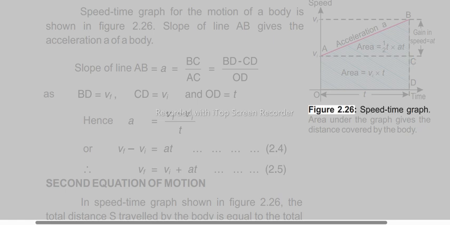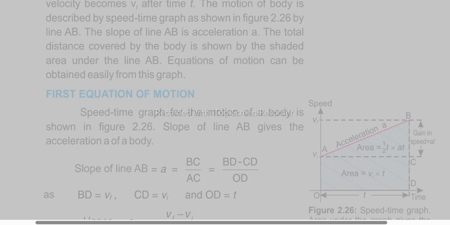Figure 2.26, speed-time graph. The area under the graph gives the distance covered by the body. Velocity becomes v after time t. The motion of the body is described by the speed-time graph as shown in figure 2.26 by line AB. The slope of line AB is acceleration a. The total distance covered by the body is shown by the shaded area under the line AB. Equations of motion can be obtained easily from this graph.